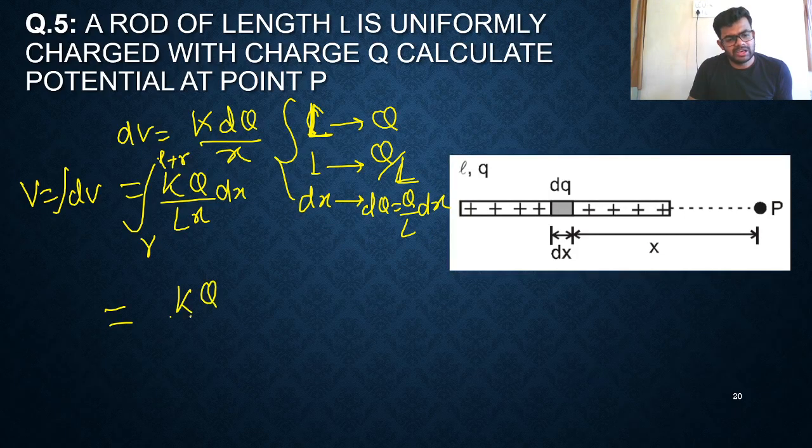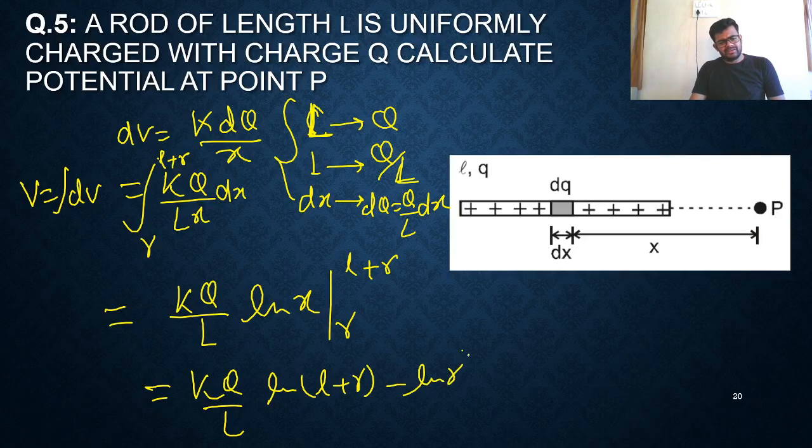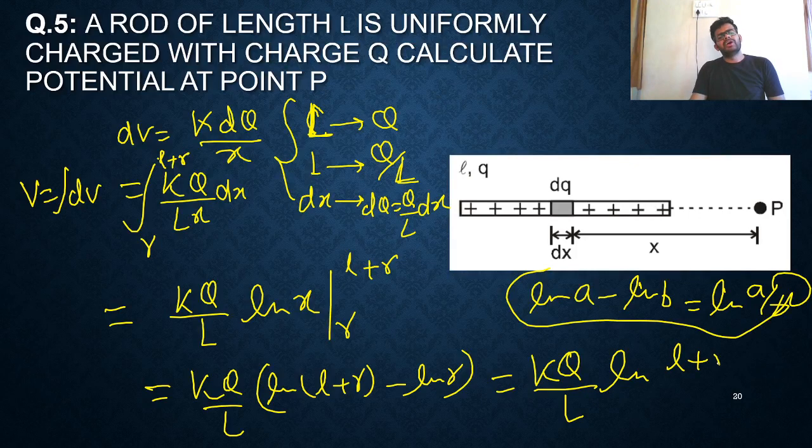So directly you will get kq by L, log x, with limits from r to L plus r. Put the upper limit minus lower limit. So you'll get kq by L, ln(L plus r) minus ln r. And all of you know the properties of log. Log a minus log b can be written as log a by b. This is the basic property of log you need to remember. So directly you will get kq by L ln of (L plus r) divided by r. This is the formula we have derived.